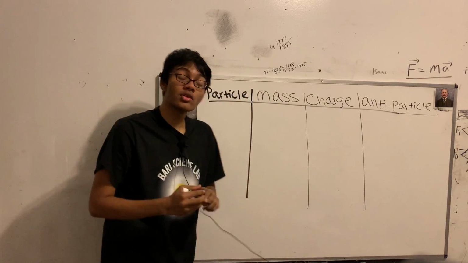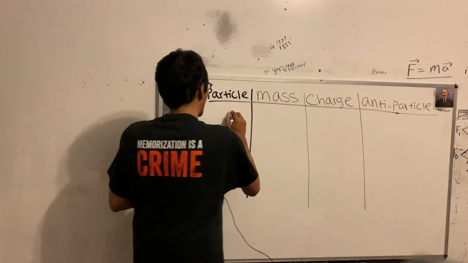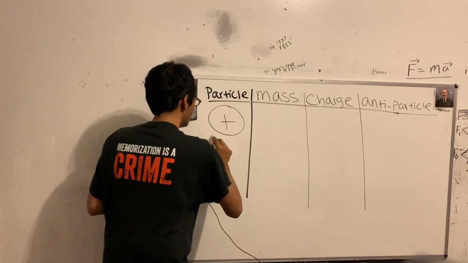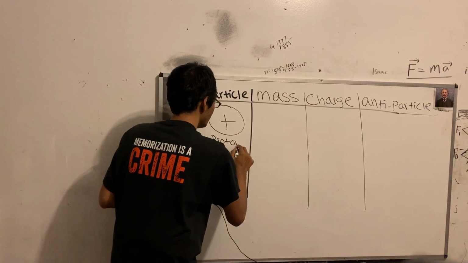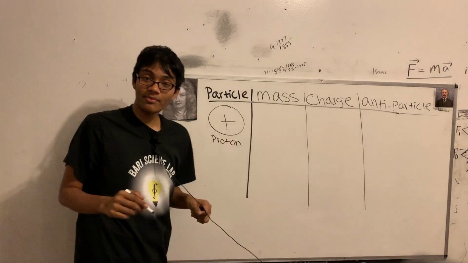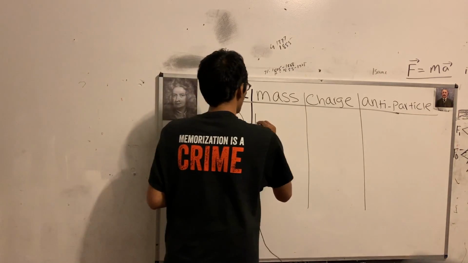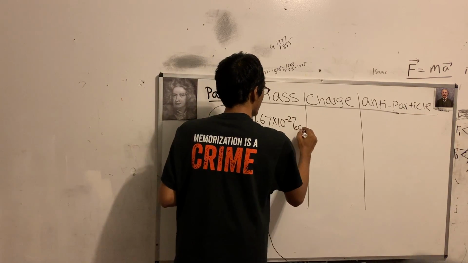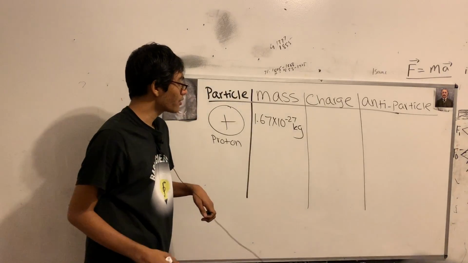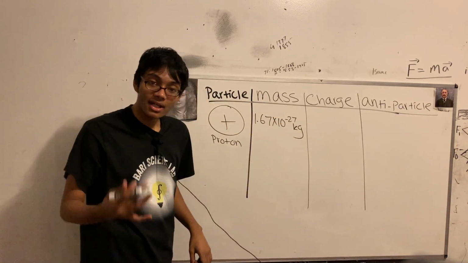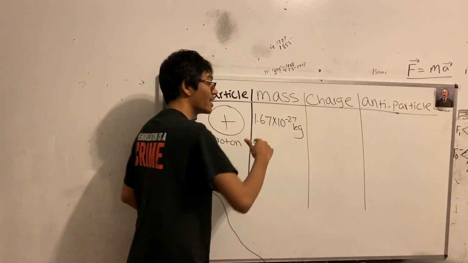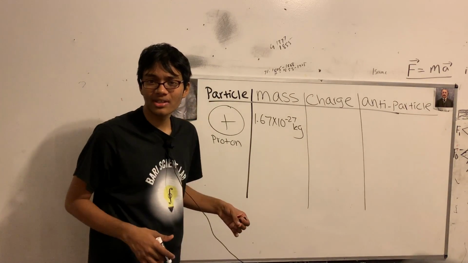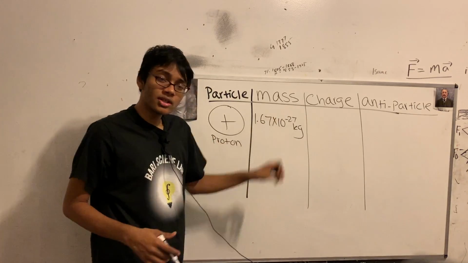So, first particle we'll be taking a look at is the proton. Now, the proton, as you hopefully know, is in the nucleus of an atom. Okay? And the proton has mass. What is that mass? It's going to be 1.67 times 10 to the negative 27 kilograms. Okay? The proton is very heavy, right? Compared to the electron. It's about 2,000 times heavier, or about 1826 if you want to be precise, times heavier than the electron.